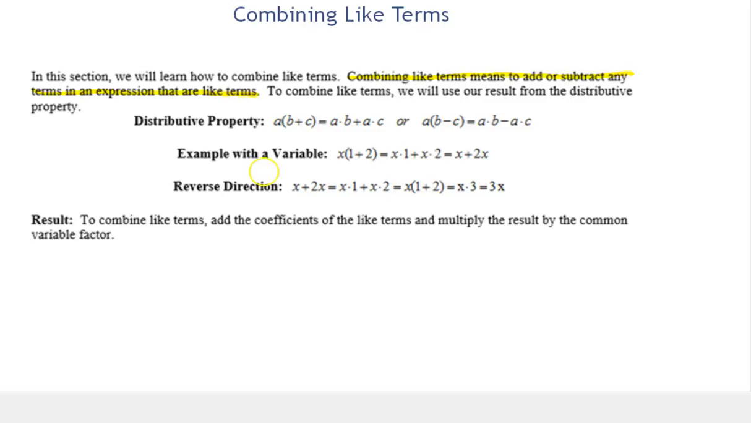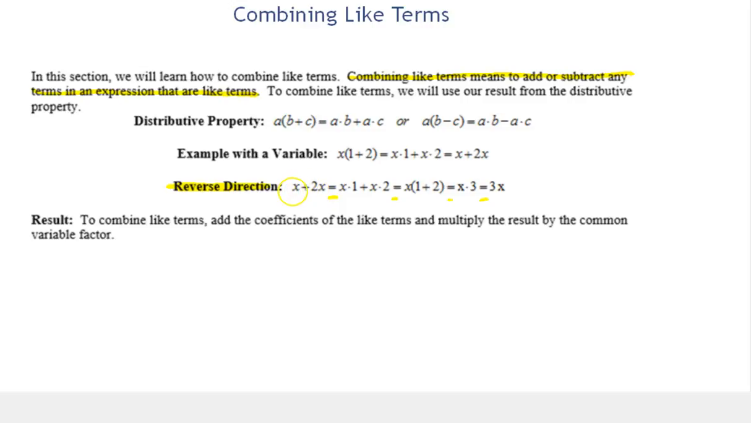Now the result we're going to use, this justifies how the general distributive property may apply to an example with a variable and some numbers. And the reverse direction is what we're going to use to combine like terms. So if we have an expression such as x plus 2x, we can write the following equivalent expressions. Notice these equal signs are saying that each expression is equivalent. And this is the result of the distributive property.